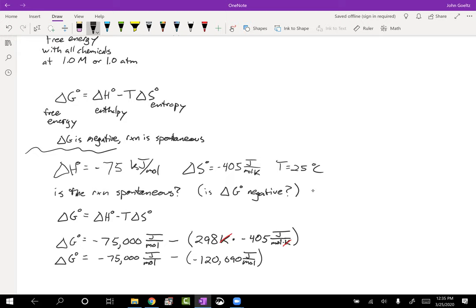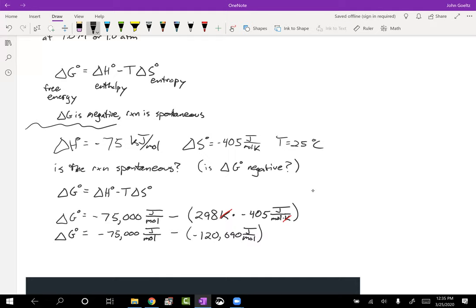Negative 75,000 joules per mole minus a negative 120,690 joules per mole. So the minus means it's a plus, right? So I do that, and I get delta G naught. There's a question about the size of delta G. I'll get to that in just a second. We started with two sig figs, I think. Two sig figs. So 46,000 joules per mole. Couple questions about delta G, which I'll get to in just a second.